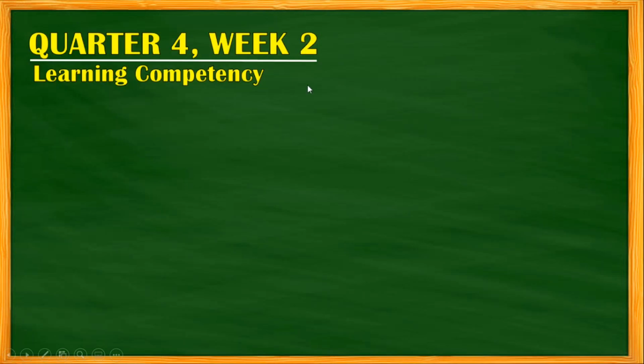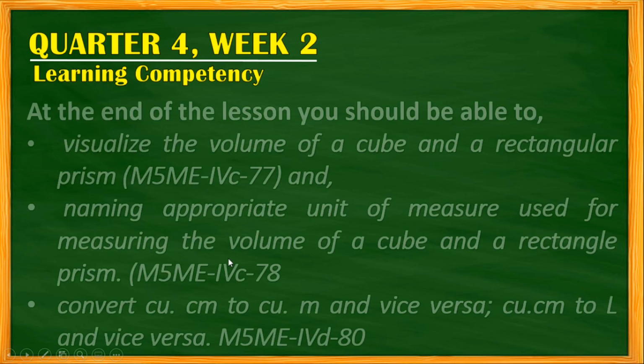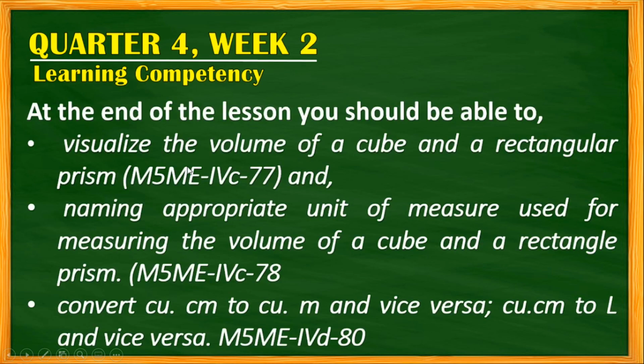So we are now in Quarter 4, Week number 2 of our most essential learning competency. At the end of the lesson, you should be able to visualize the volume of the cube and rectangular prism, name the appropriate unit of measure used for measuring the volume of the cube and rectangular prism, and convert cubic centimeter to cubic meter and vice versa. And the other one, you're going to convert cubic centimeter to liter and vice versa.